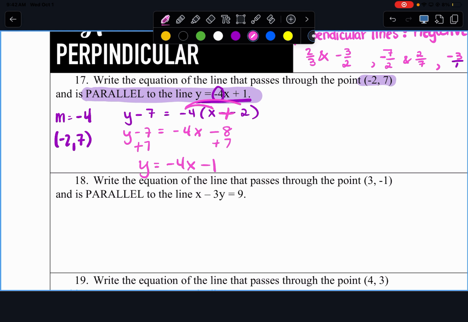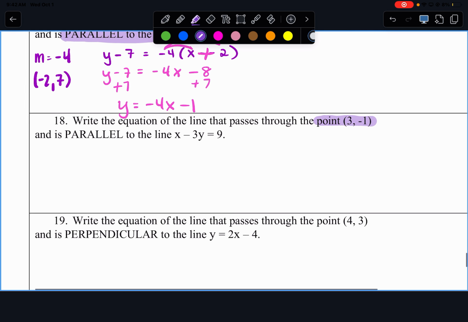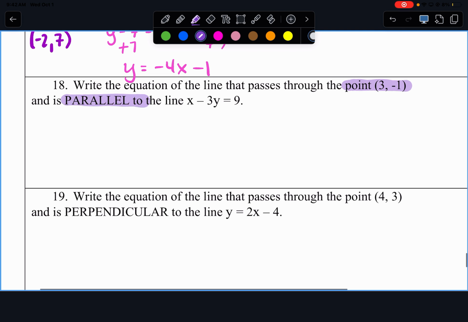All right. We're going to also look at number 18. For number 18, it gives us a point, and it gives us that it has to be parallel to that line. First off, what is the slope of that line? Do we know? No. Why don't we know? It's not in slope-intercept form. So let's put it in slope-intercept form.